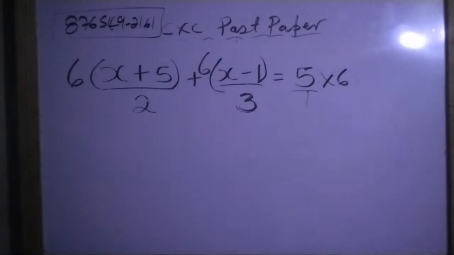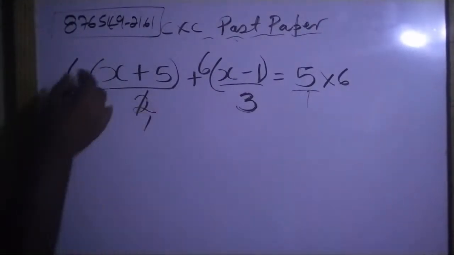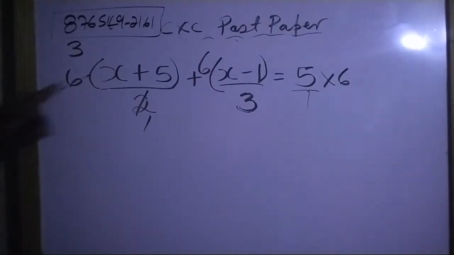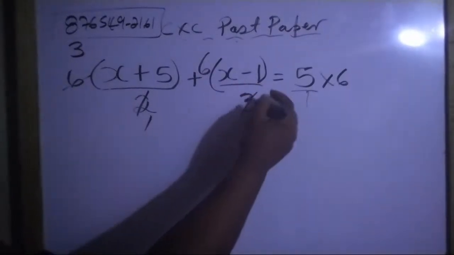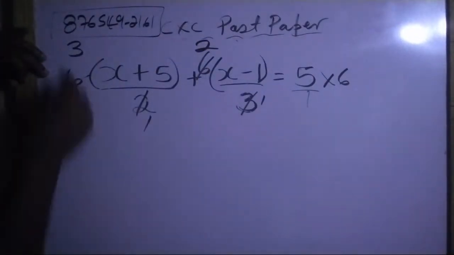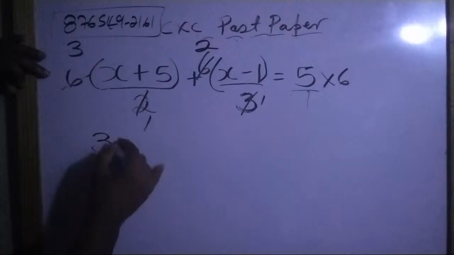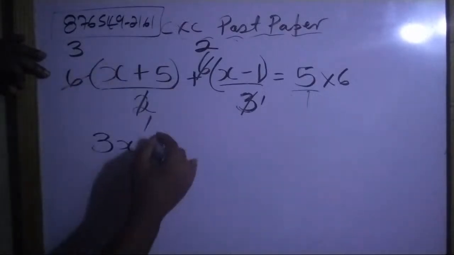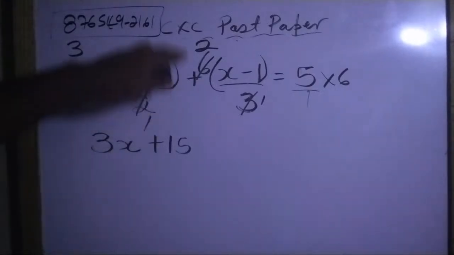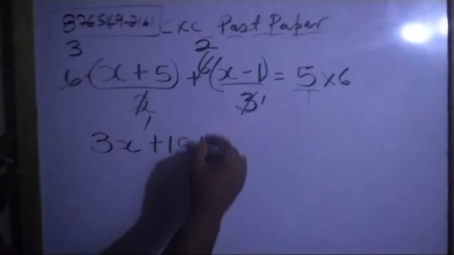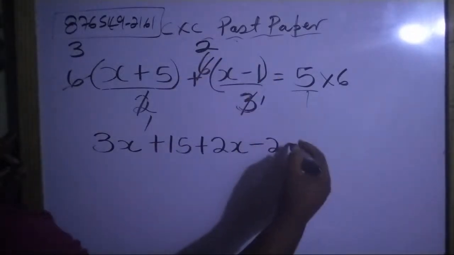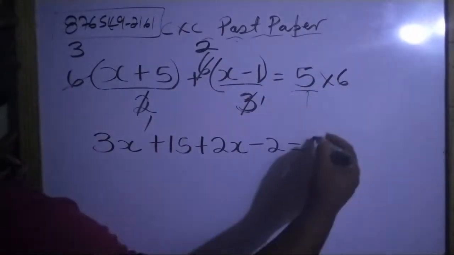Of course, 2 into 6 is 3, so instead of multiplying by 6, we're going to multiply by 3. Same thing for this, we're going to multiply by 2. So we could expand: 3 times x, 3x, 3 times 5, 15. So we remove the bracket already. We're going to use plus 2 now. 2 times that, 2x, 2 times negative 1, negative 2. And of course, 5 times 6, 30.